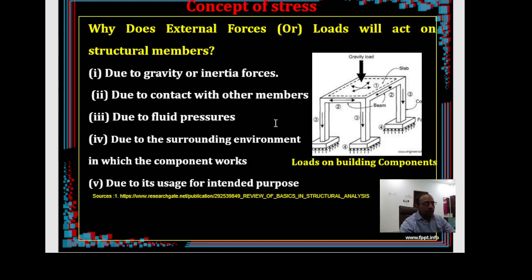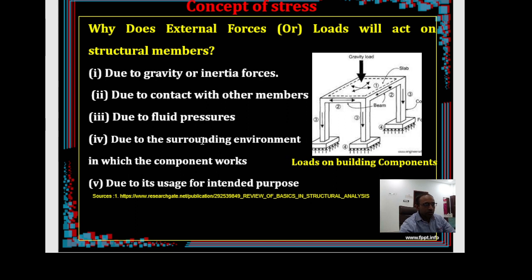Now here is a question: why do loads or external forces act on a particular structural member? It is a very basic question. So we all know, as you can see here, you can take any structural member, for example, this column here. Why is this column subjected to loading or external forces here? It may be because of many reasons. Some of the reasons are mentioned here.